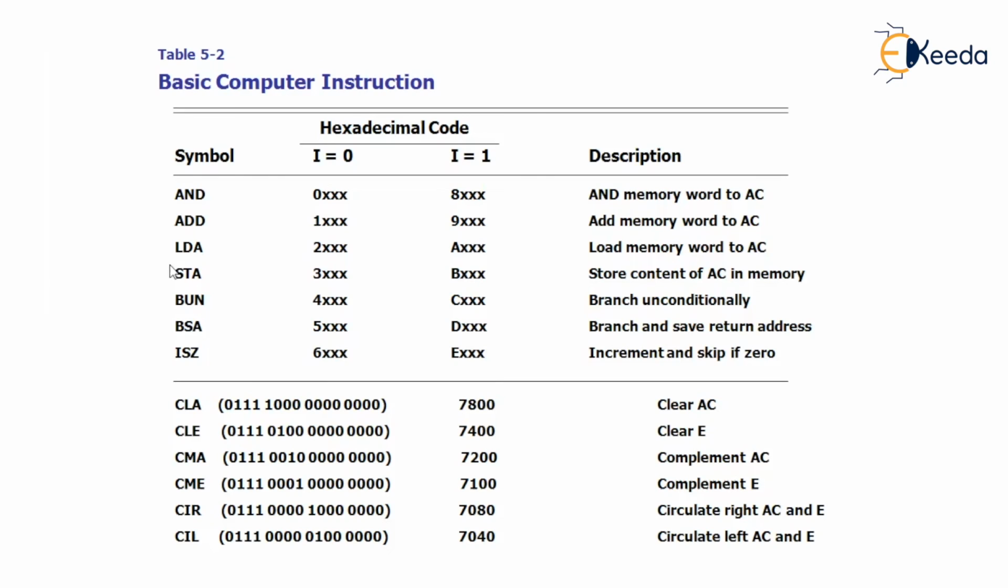So the load operation and the store operation are going to perform two mutually disjoint and different operations. BUN is a corresponding and equivalent instruction to jump. BSA is a corresponding and equivalent instruction to call. ISZ, increment and skip if 0. We need to increment the memory operand that is specified within the instruction. If the incremented value is 0, then the next instruction will get skipped. Otherwise, it won't get skipped.